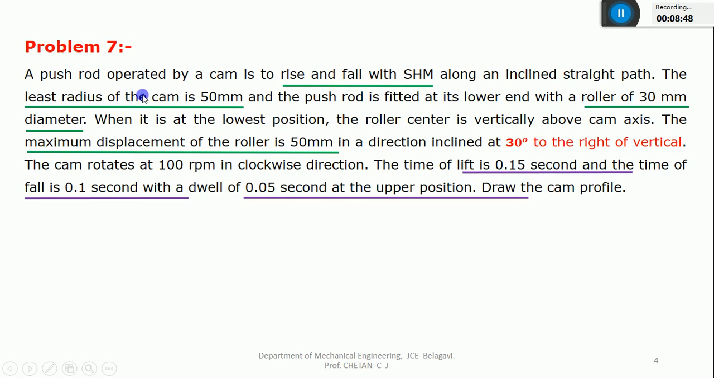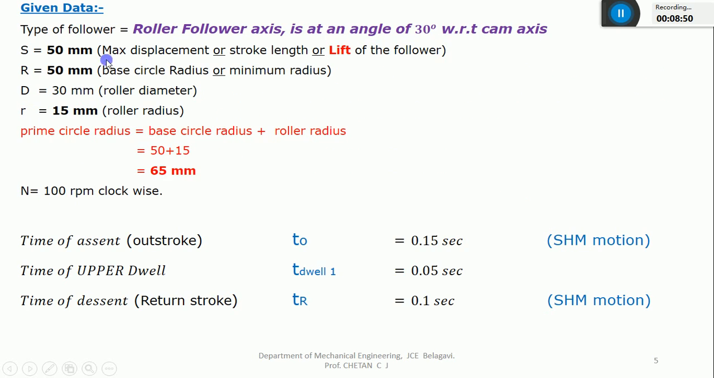Okay, I'll explain once again the given data. So please note down. The type of follower is a roller follower because the roller diameter is given. And you can see the roller follower axis is at an angle of 30 degrees. So this is very important. Okay, so this is the highlight of this problem compared to the previous problems. So definitely you'll get this kind of problem when the question paper is very difficult. Okay, please note all the things.